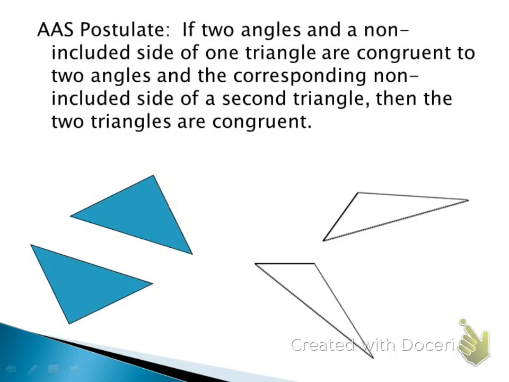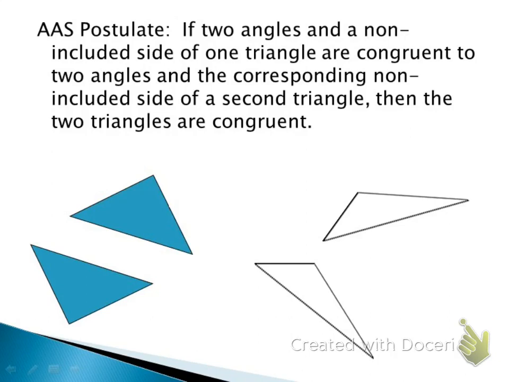Back to what I was saying. So, angle, angle, side postulate. Now you have two angles and the non-included side from one triangle match up with two angles and the non-included side of another triangle. So it's the same amount of information as the last postulate we talked about. It's just what order they're presented.